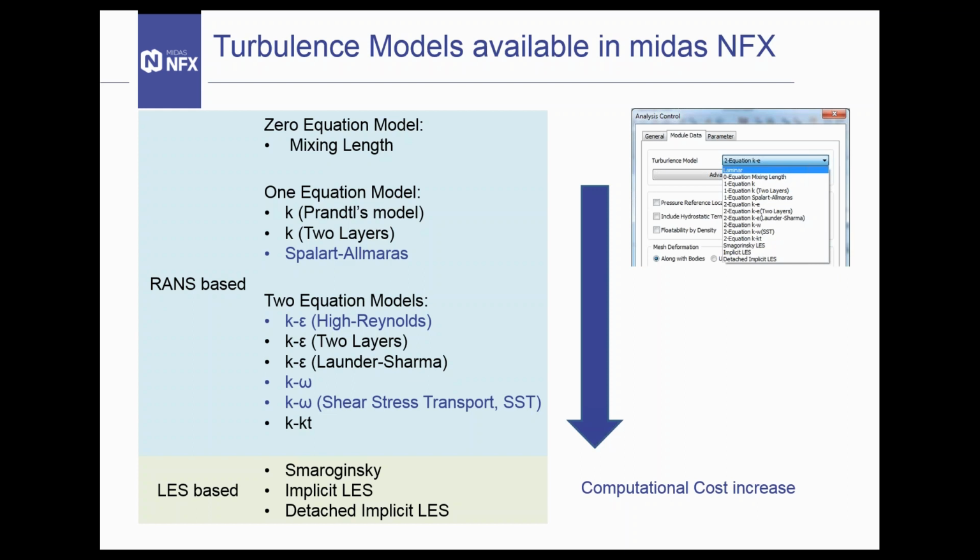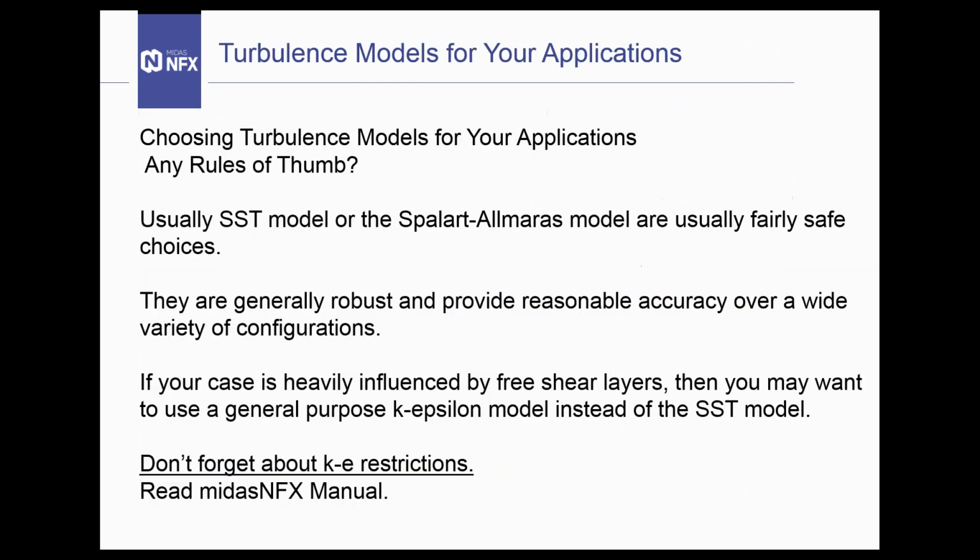The next model, K omega, shows superior performance for cases where the boundary layer, free shear, and low Reynolds number flows must be solved. It's very suitable for boundary layer flows under adverse pressure gradient, separation problems, and so on.